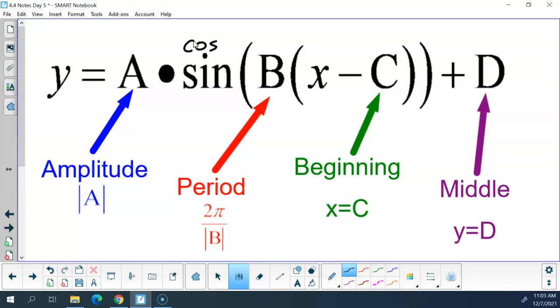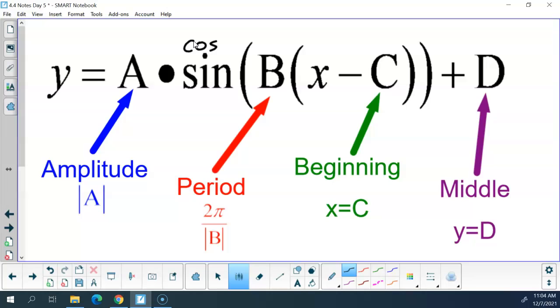A times our trig function, sine or cosine, times the quantity B times the quantity x minus c, or theta minus c, then plus d. So remember that A controls your amplitude. How high, that's your vertical stretch or your vertical shrink. B controls your period. That's the horizontal distance of one complete lap, or one complete wave.